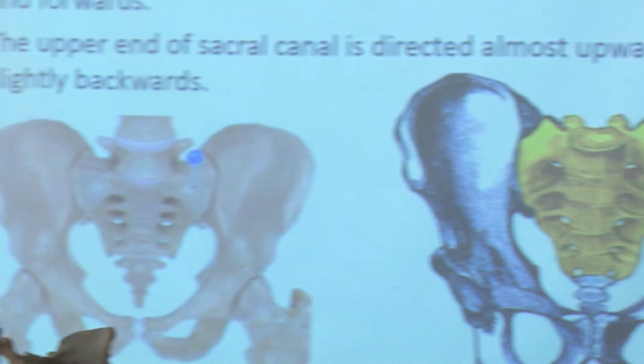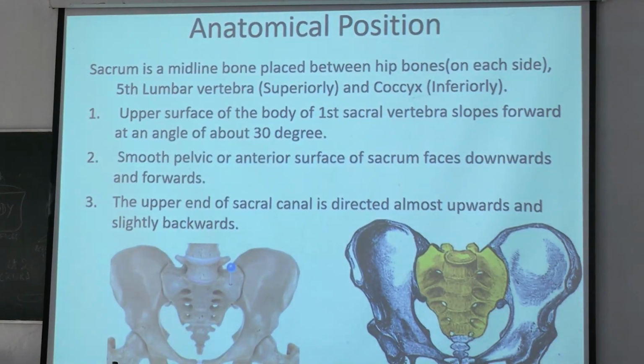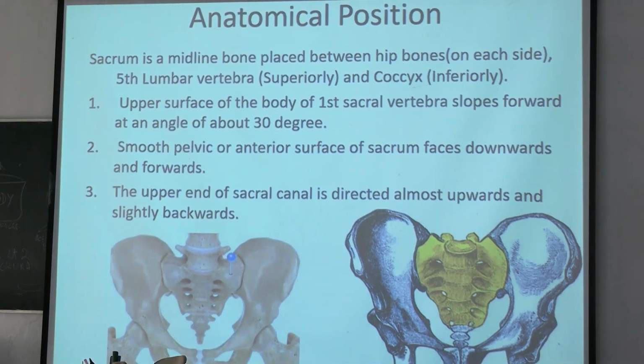Okay, so the anatomical position is clear. The dorsal surface is directed backward and upward, and the pelvic surface is directed forward and downward. And the base, that means the body of the first sacral vertebra, slopes forward, forming an angle of about 30 degrees.